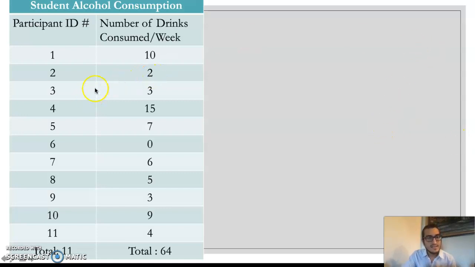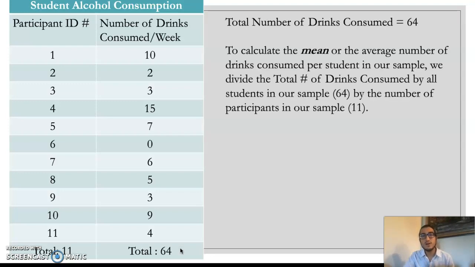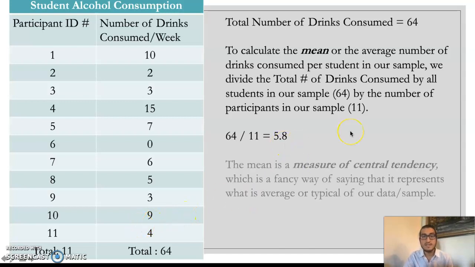So let's say that this is the data that I found here. Participant ID on the left and number of drinks on the right. I had a total of 11 participants, and in 1 week, they consumed 64 beverages together. So the total number of alcoholic drinks consumed is 64. To calculate the mean, or the average number of drinks consumed per student in my sample, we would divide the total number of drinks consumed by all students in our sample, which was 64, by the number of participants in our sample, which is 11. So 64 divided by 11 would give us an average of 5.8 drinks consumed per week. So on average, a typical student in my sample would consume 5.8 drinks.